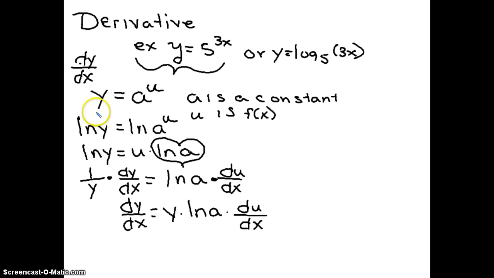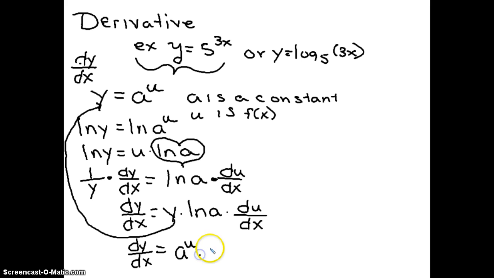And if you remember, if I go back up here, this y was the original equation. So I'm going to get dy dx is equal to a to the u times ln a times du dx. So that's our new rule.